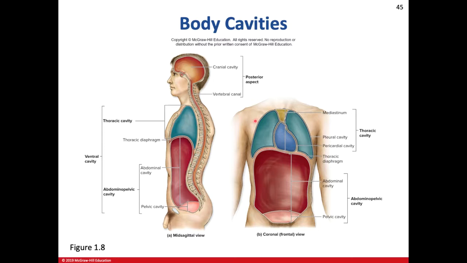Then in the ventral cavity, you've got the pleural cavity. The lungs are located there, and the visceral and parietal pleura surround this cavity. The visceral pleura clings to the lungs, and the parietal clings to the pleural cavity on each side. And then there's the pericardial with the heart. It has a visceral and parietal pericardium.